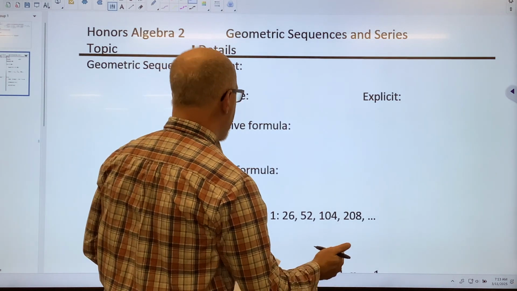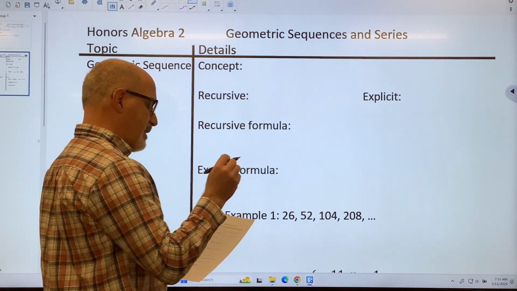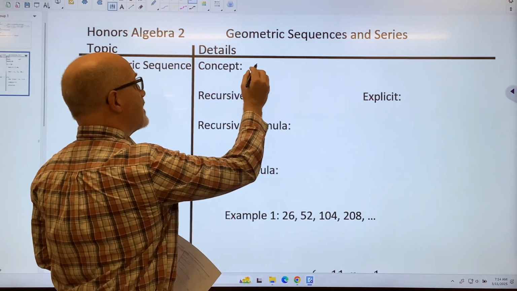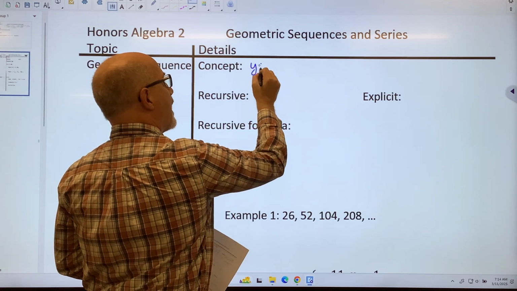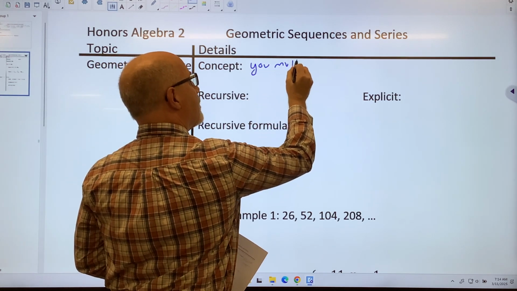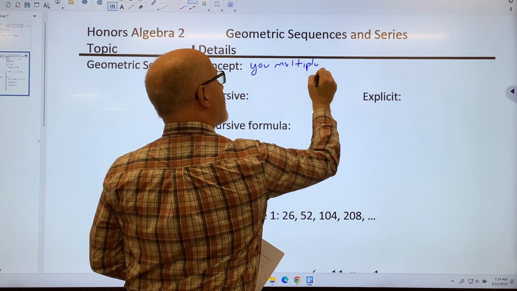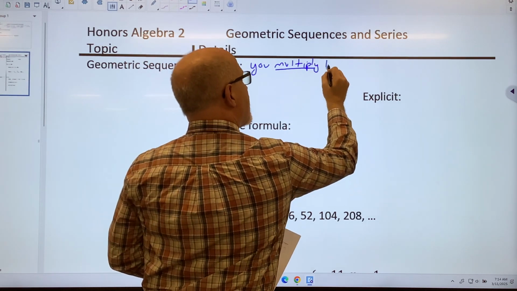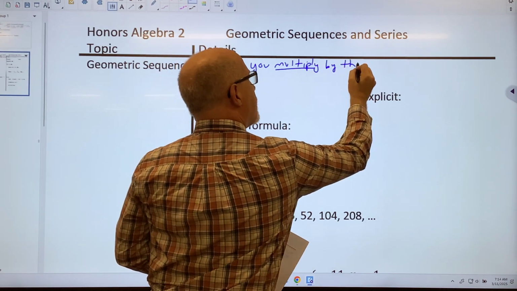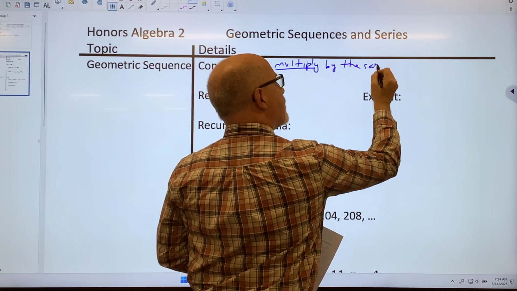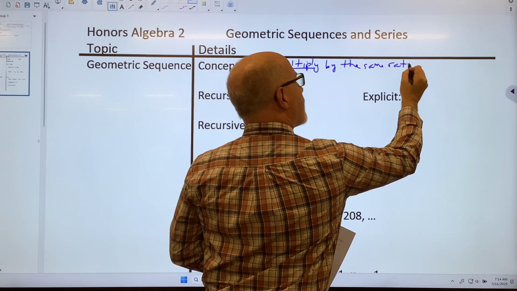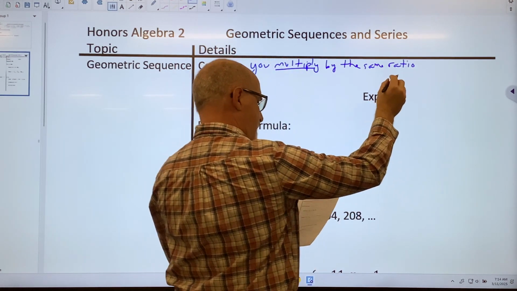So let's go ahead and define the concept here. A geometric sequence is where you multiply by the same ratio to get to the next term.